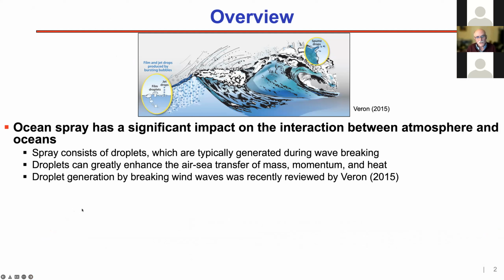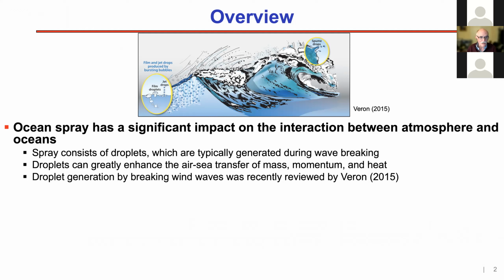So ocean spray, as everybody knows, I think has a significant impact on the interaction between the atmosphere and the oceans. The spray consists of droplets, and they're typically generated during wave breaking with the influence of the wind as well. And the droplets can greatly enhance the air-sea transfer of mass, momentum, and heat, partially because of the increased surface area you get when you break up the water into these tiny droplets.